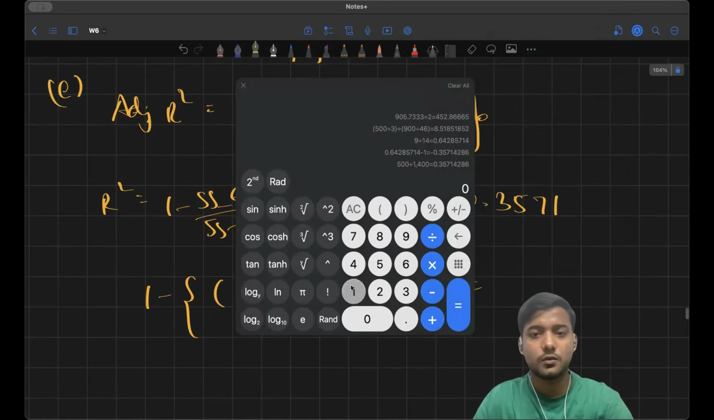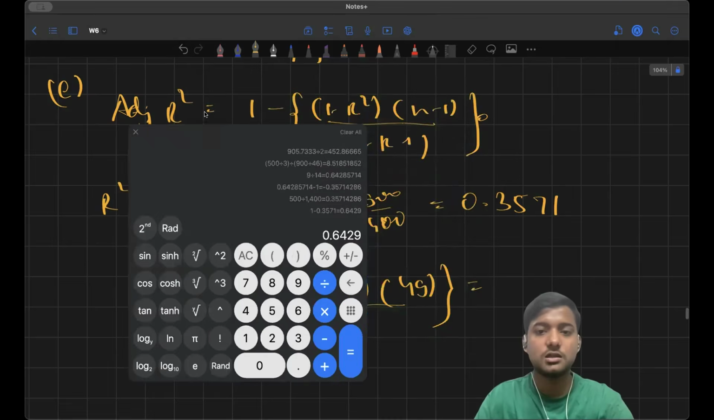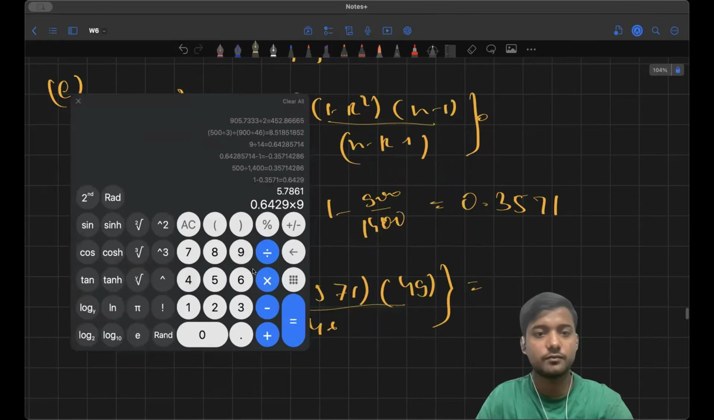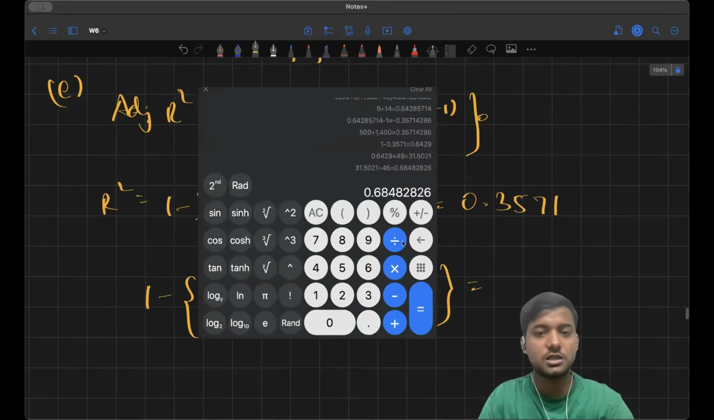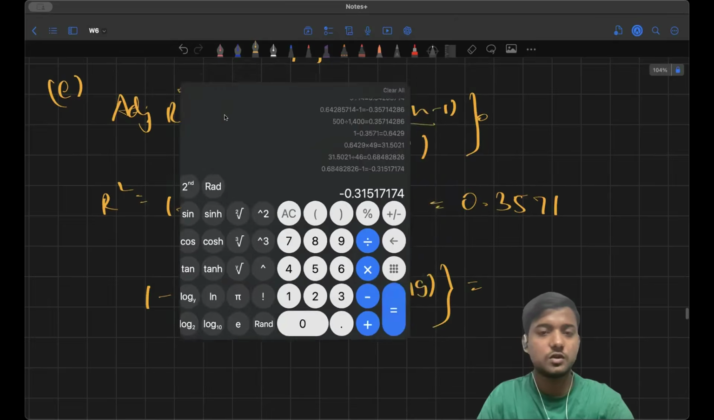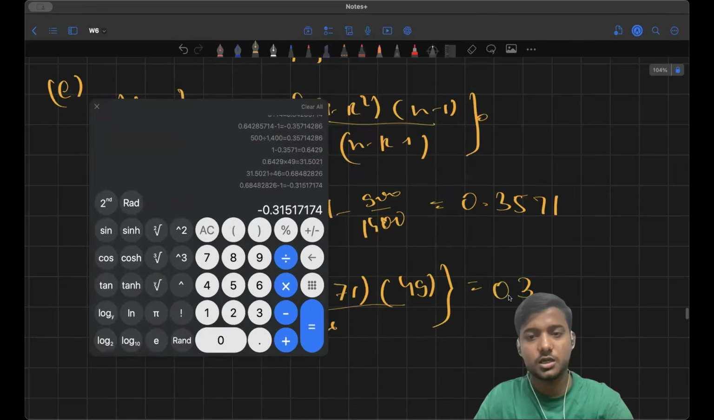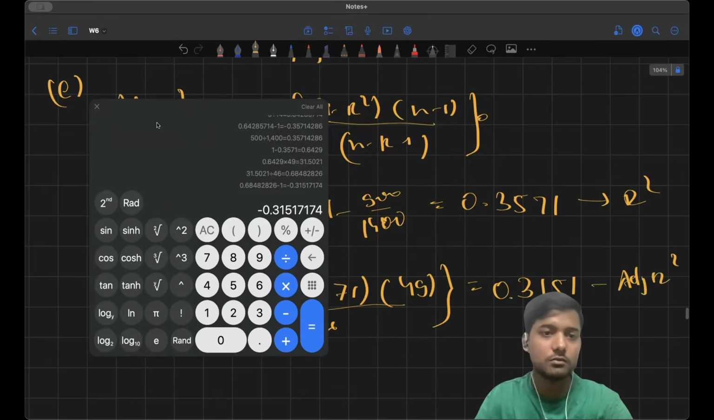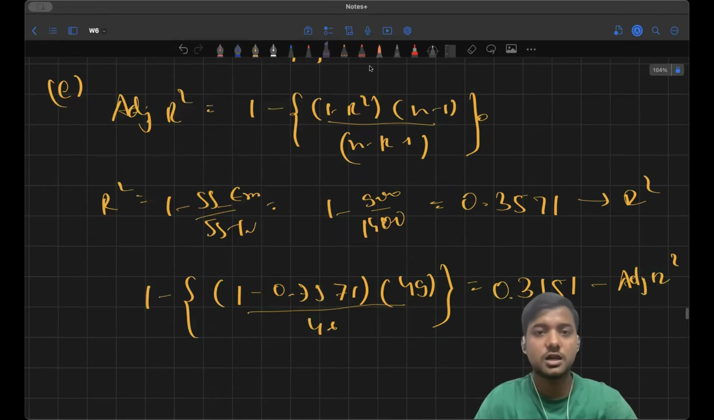So we have 1 minus 0.3571. This is what we have. This into 49, into 49 divided by 46. This is what we have, 0.6. And then this would be subtracted from 1. So you will have positive 0.3151. Okay. So this is our R square, and this is adjusted R square. Okay. So this is how we get adjusted R square. So this is our answer, 0.3151.